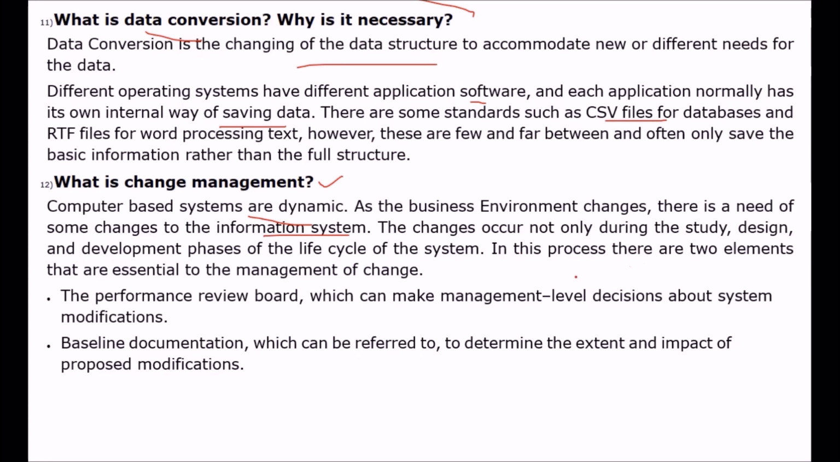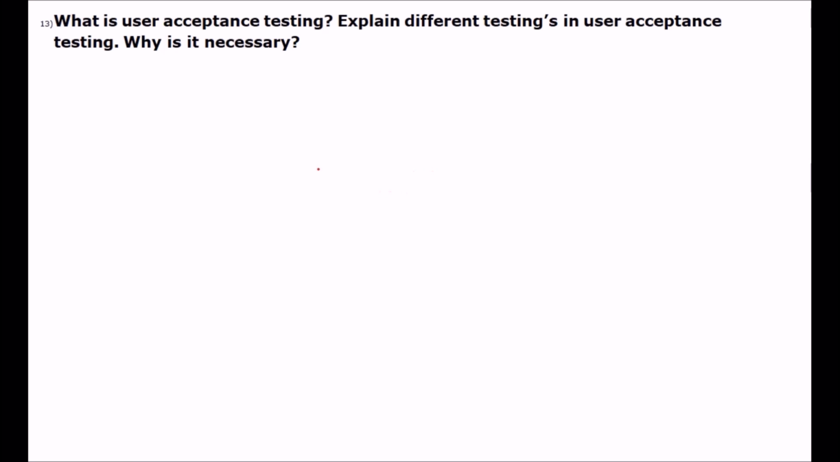In this process, there are two elements that are essential to manage the change. First is the performance review board, which can make management level decisions about system modification, and the baseline modification, which can be referred to determine the extent and impact of proposed modification. Now, the second question can come: who is managing this change? For that, we have software configuration, a different topic in software engineering which deals with controlling and recording all the changes.